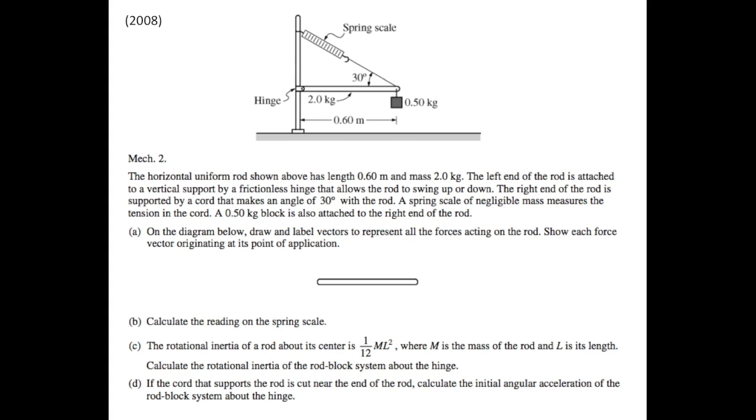The right end of the rod is supported by a cord that makes an angle of 30 degrees with the rod. A spring scale of negligible mass measures the tension in the cord. A 0.5 kilogram block is also attached to the right end of the rod. So here's the first part of the question. It asks you to draw and label the vectors to represent all the forces acting on the rod.